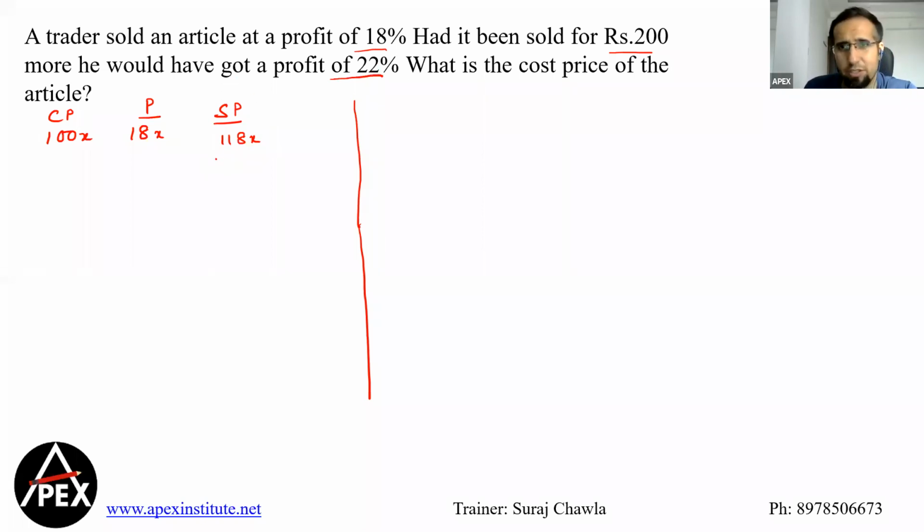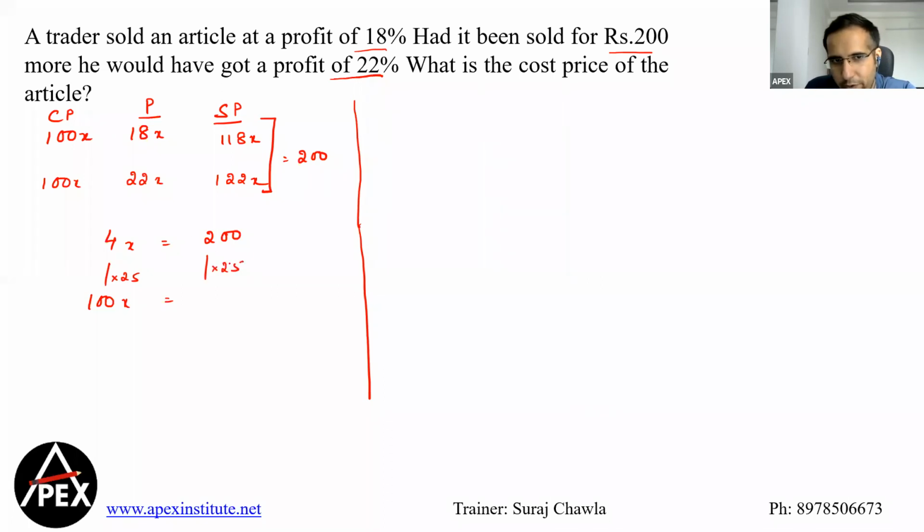Now, had it been sold at 200 rupees more, he would have got a profit of 22%, which means the same article, if he's making a 22% profit, he's selling at 122x rupees. And I'm told that the gap between these two is 200. So if the value of 4x is equal to 200, the question is asking the value of 100x. I'm multiplying by 25. 25 into 2 is 50, and I add double zero. That becomes your answer.